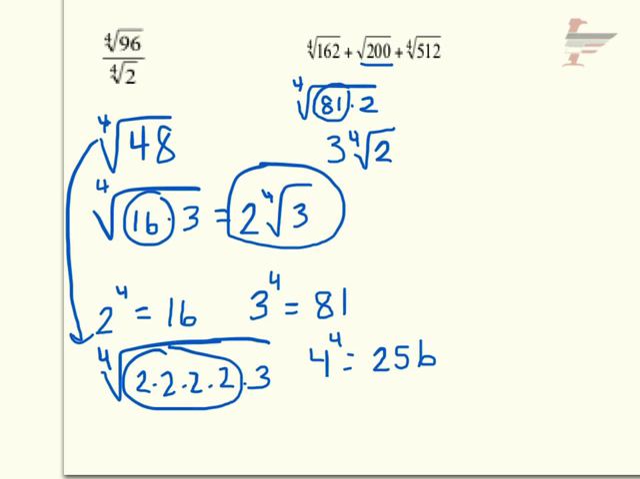So that simplifies. Now the square root of 200, now I'm thinking perfect squares. Well, that's obviously 100 times 2. And so that's going to be 10 root 2.